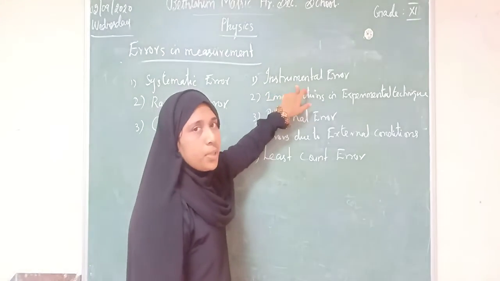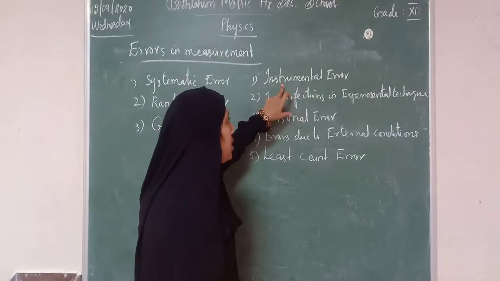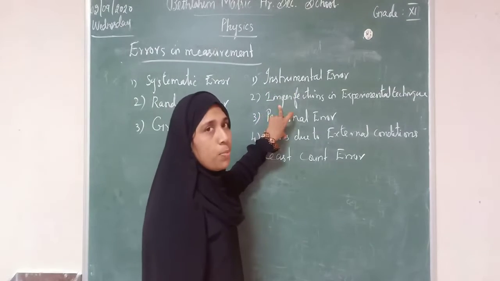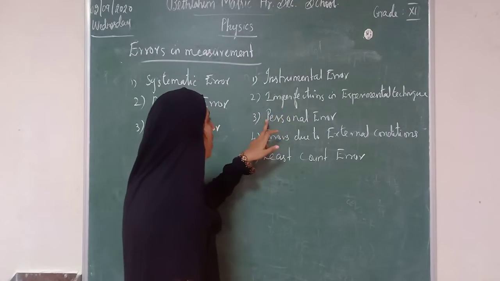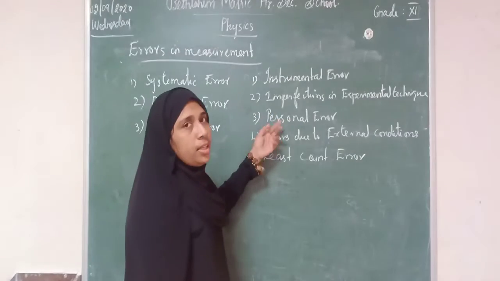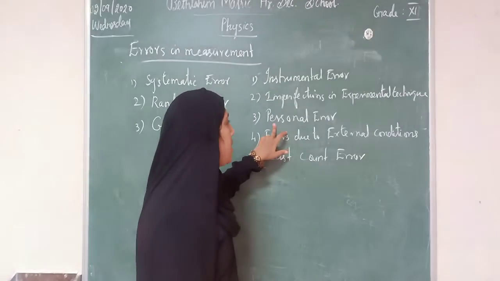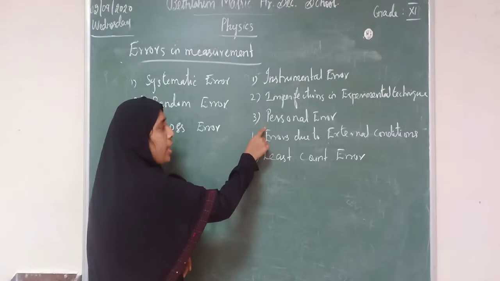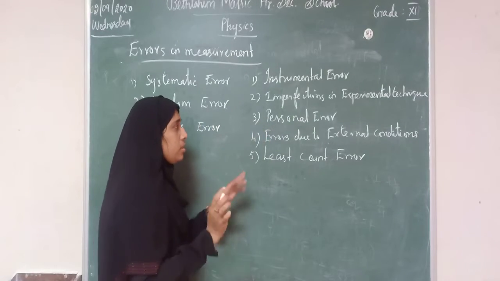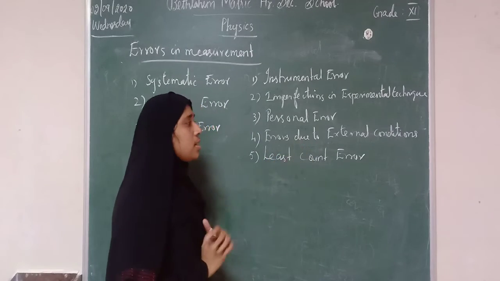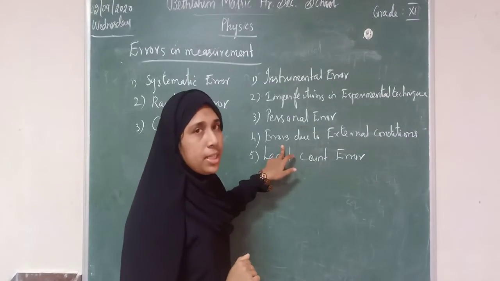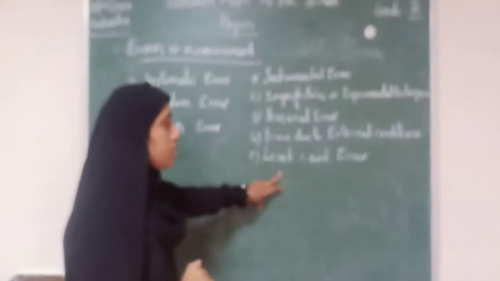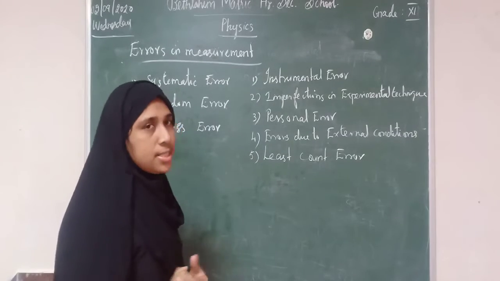Instrumental error is because of the fault of the instrument. By choosing the correct instrument we can avoid this. Imperfections in experimental technique, by setting the instrument properly we can avoid the error. And personal error, when we are reading or recording the observations, by taking precautions, the personal error can be avoided. Just carefully observe the reading, and we can get the correct answer. Error due to external conditions is due to climatic changes. And least count error, that is the smallest value measured by the instrument; when we are not taking it into account, you will get the least count error.